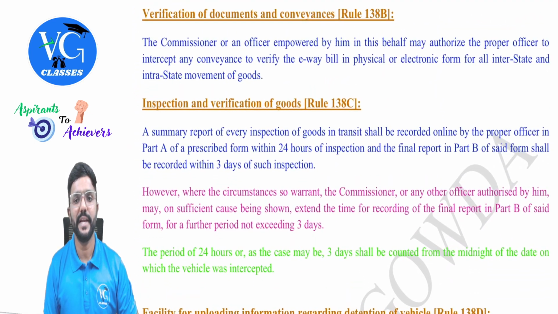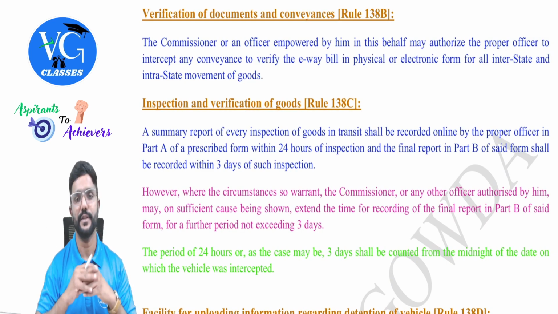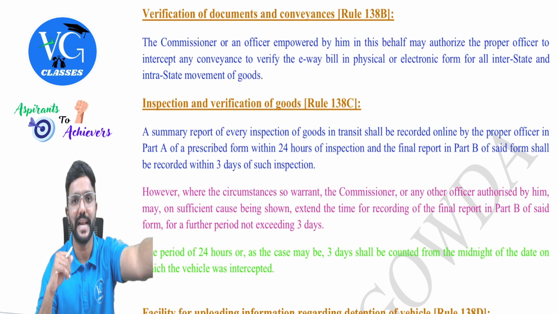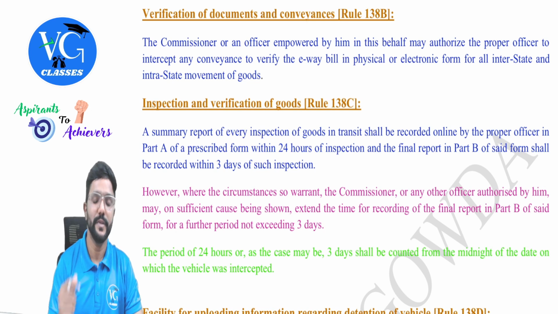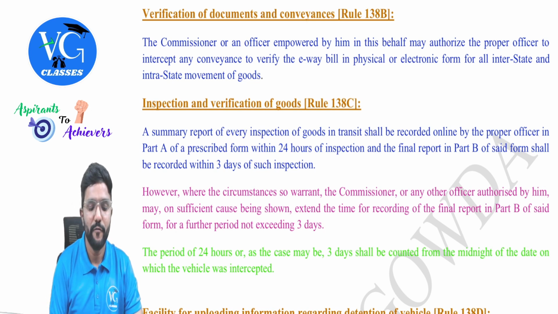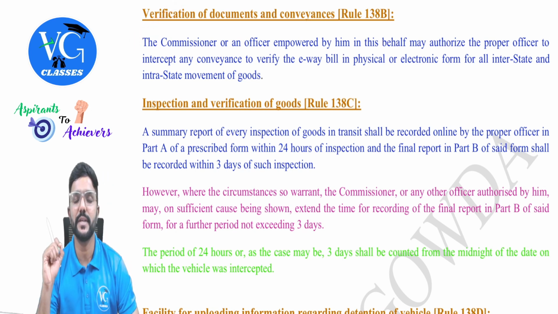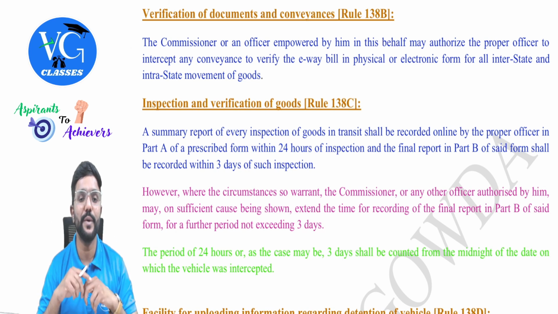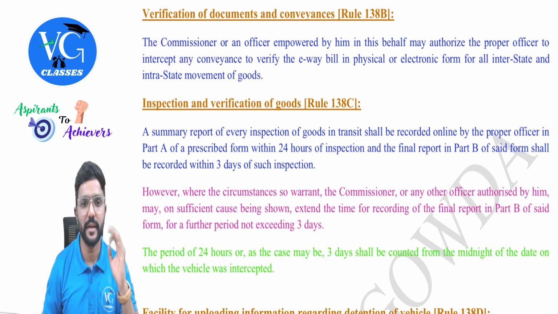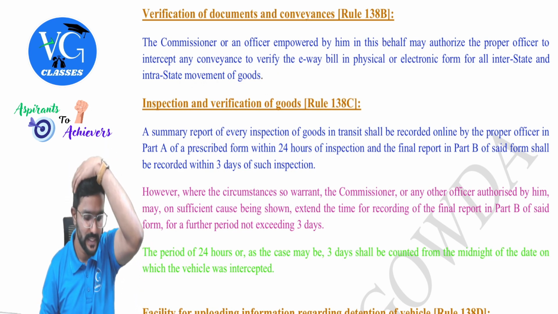Next, rule 138 gives power to the proper officer. What can he do? Can he stop the vehicle during transit? Can he verify the details? Yes. Can he detain the vehicle also? Yes. All the details are given here. Verification of documents and conveyances under rule 138B. The commissioner or the officer empowered by him in this behalf may authorize the proper officer to intercept, that is, to stop any conveyance, to verify the e-way bill in physical or electronic form for all interstate as well as intrastate movement of goods, whether within the state or outside the state.